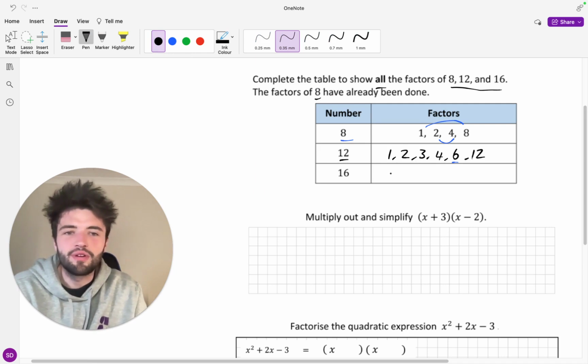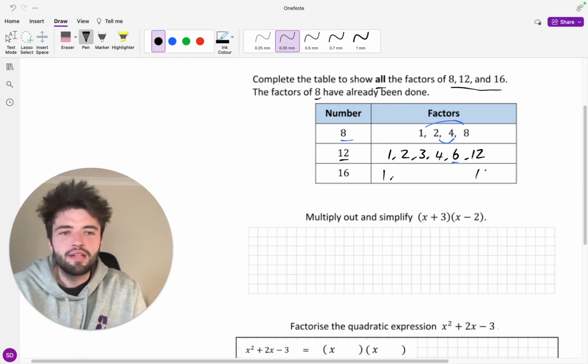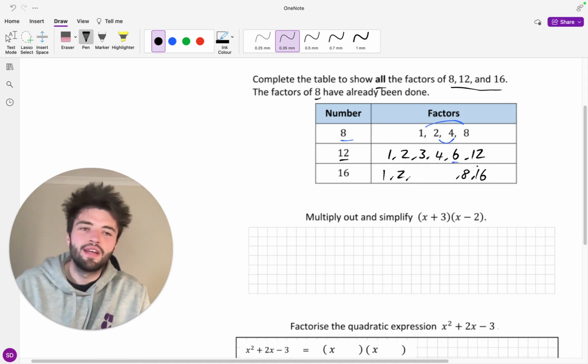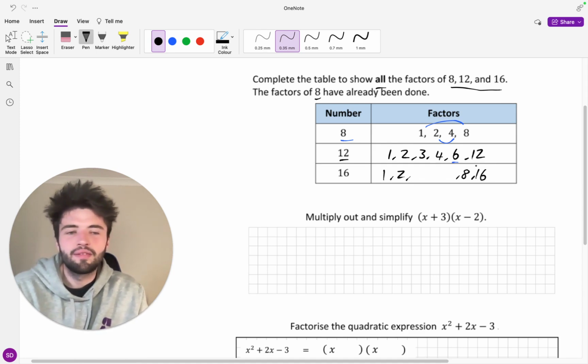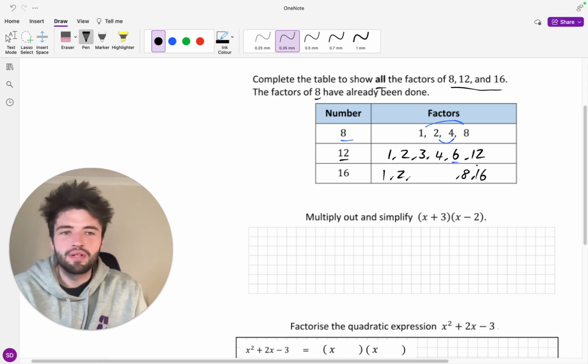And then for 16 we're going to do the same process. So we're going to start with 1 and straight away put in 16, because these are definitely going to work. And then we move on to 2. If we get 16 divided by 2, we know that we get 8, so that's going to be the second last number on our list as well. And then moving on to 3, we know 3 doesn't work, because 16 over 3 is not a natural number. It's going to be decimals, and so we leave 3 out.